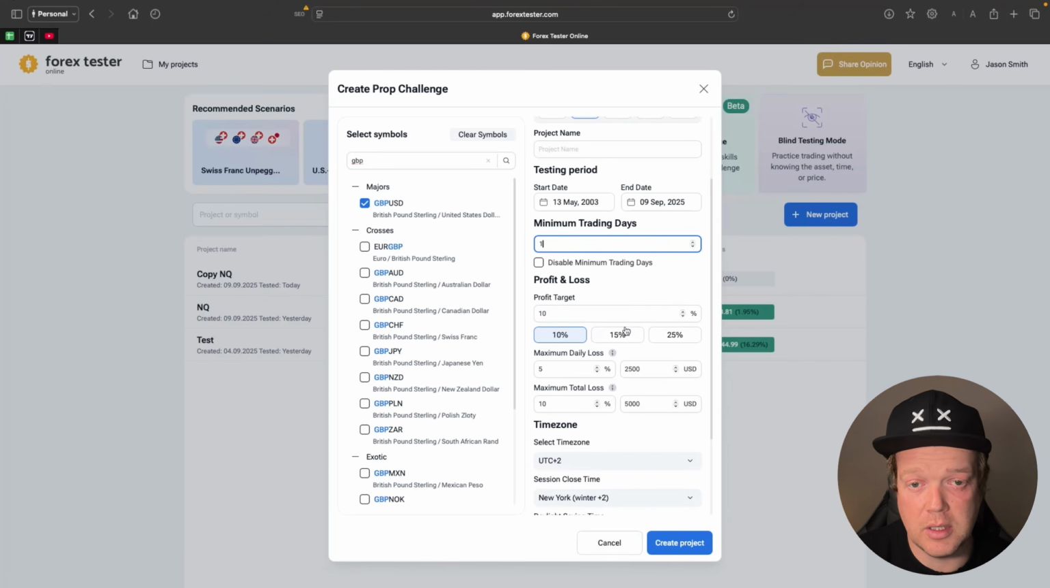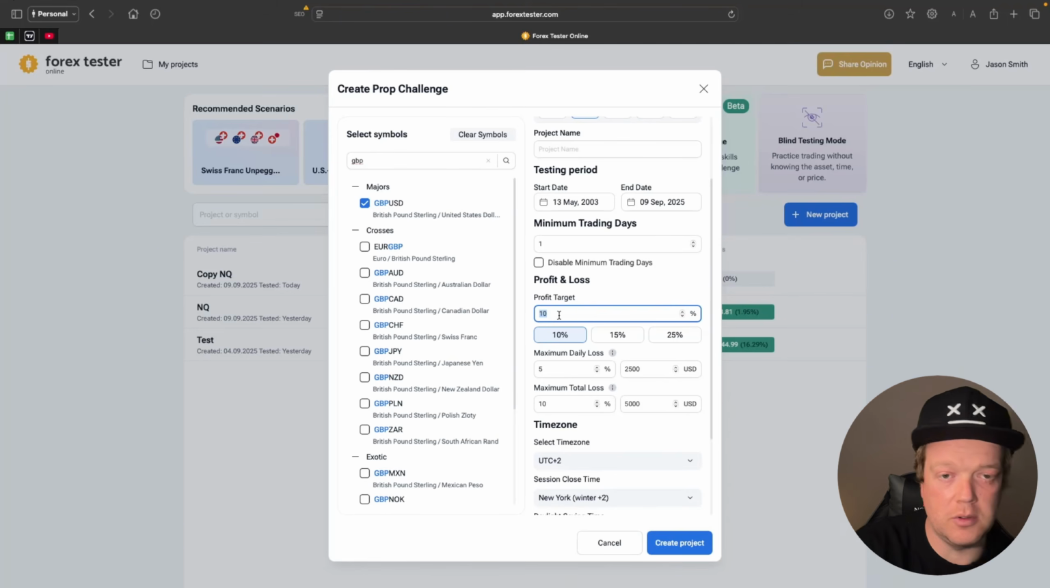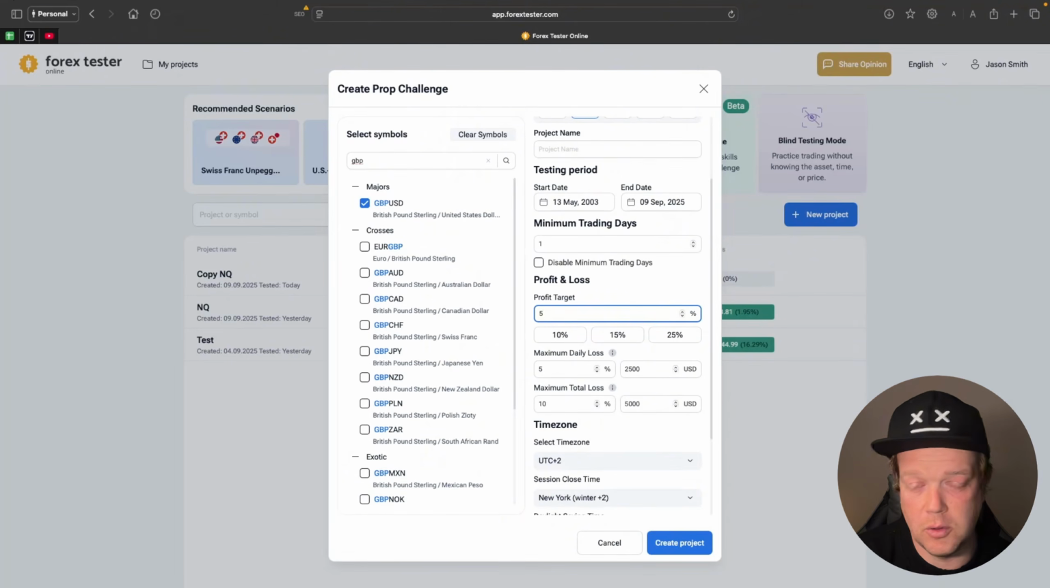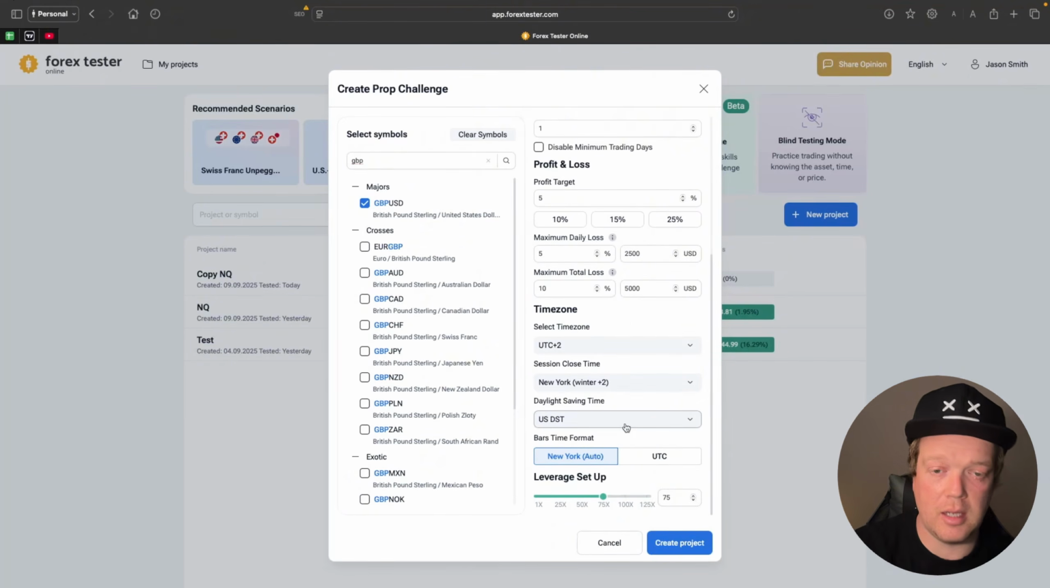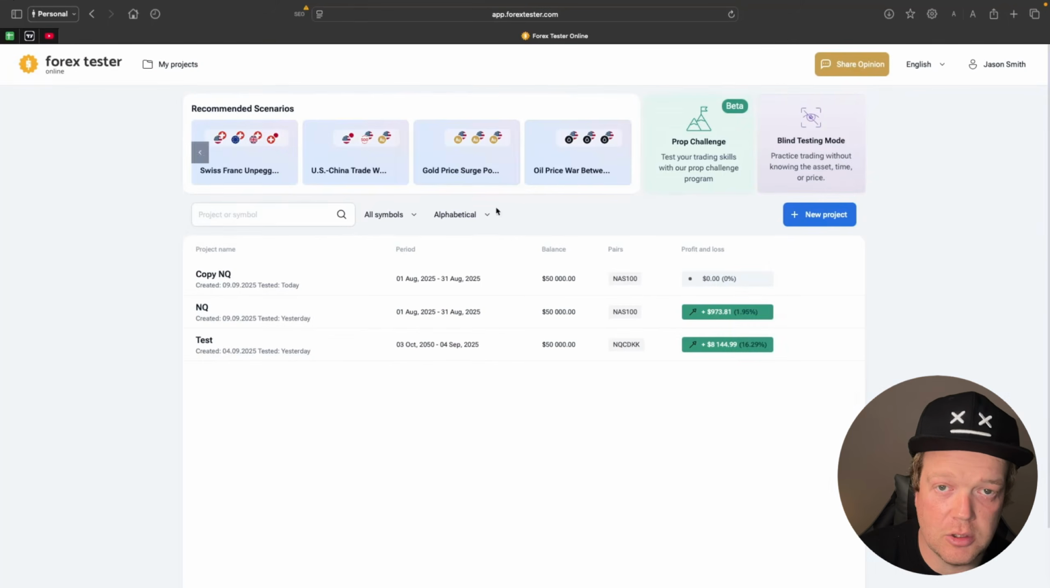Your profit targets you can set manually. So let's say, for example, your profit target is 5. You can put 5 there if you want to. Maximum daily loss, maximum total loss, your time zones. And best of all, you can change your leverage to test your leverage. And then you can just create a project and simulate your prop firm challenge to see if you can pass.